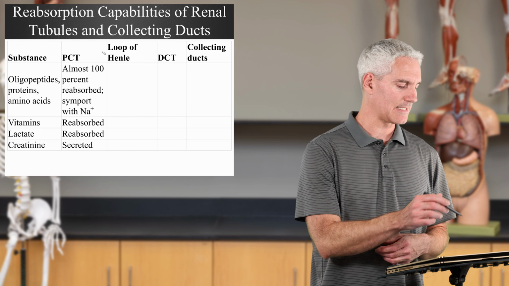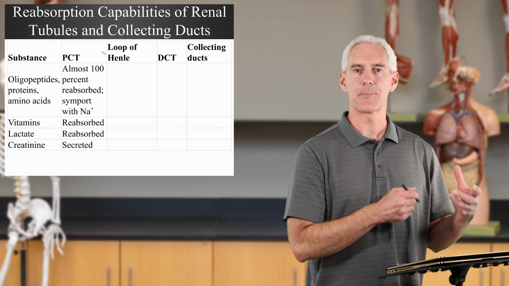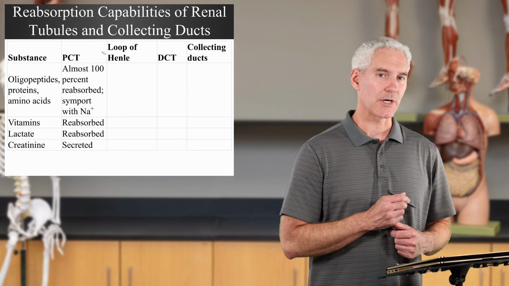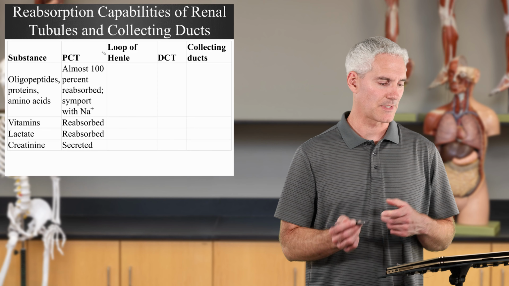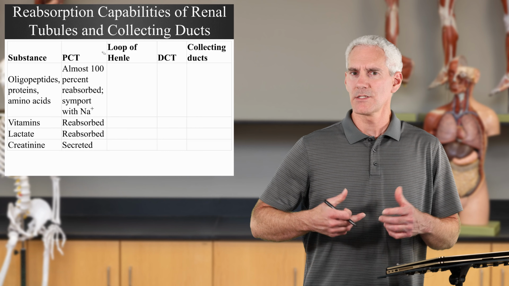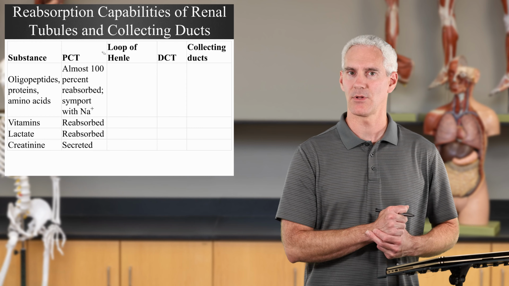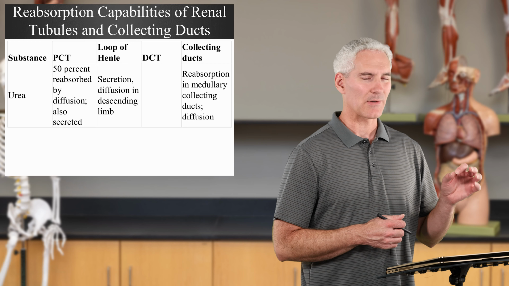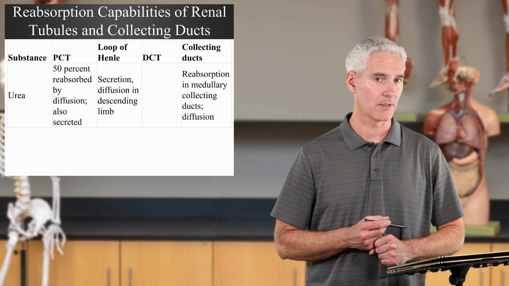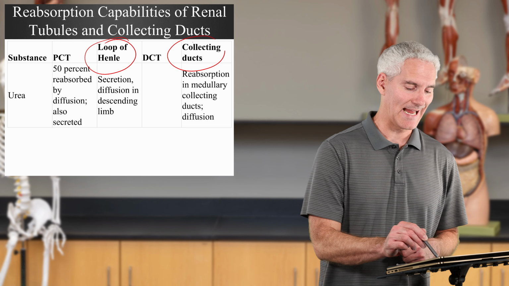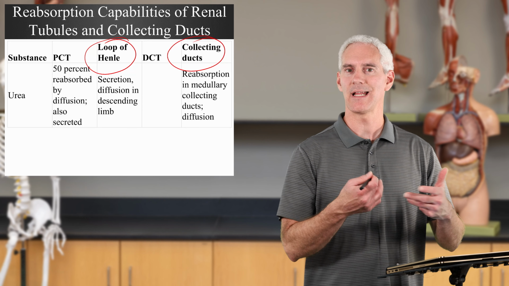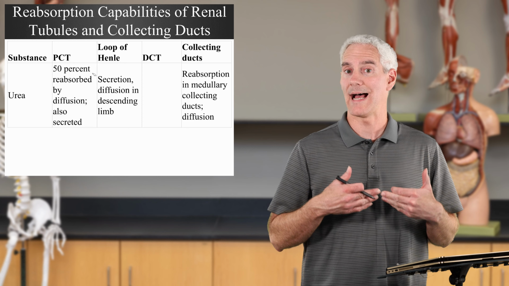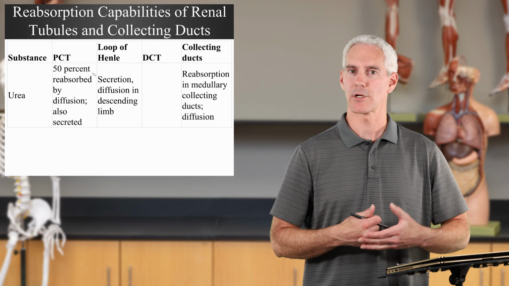Move down to vitamins, lactate, creatine. Those are again in the proximal convoluted tubule. Vitamins and lactate are reabsorbed, but creatine is secreted, though it's still dealing with the proximal convoluted tubule. So there's a lot of things happening in that proximal convoluted tubule. Urea is spread out across a few here. About half of it is the proximal convoluted tubule, but look at the loop of Henle and collecting ducts. You have a mixture of secretion and reabsorption here. Depending on concentration of urine or not concentrated urine, it's going to depend on how much and where it's being pulled from.